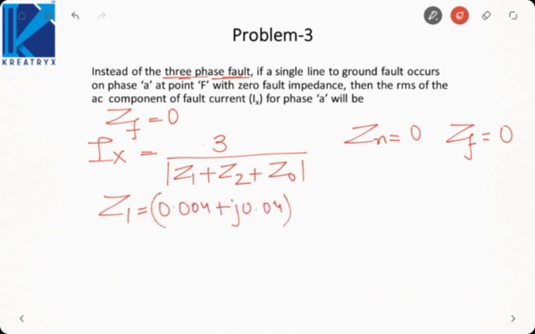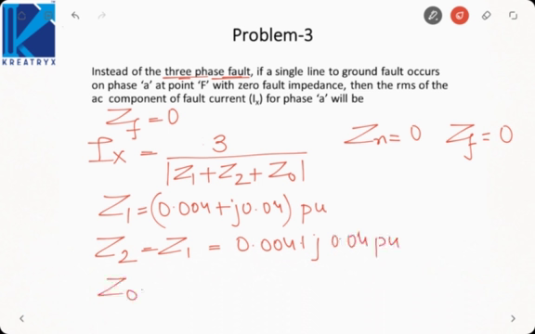0.04, because in case of a symmetrical fault we only consider the positive sequence impedance. Z2 was given equal to Z1, and Z0 was given as 3Z1, that is 0.012 plus j0.12 pu.